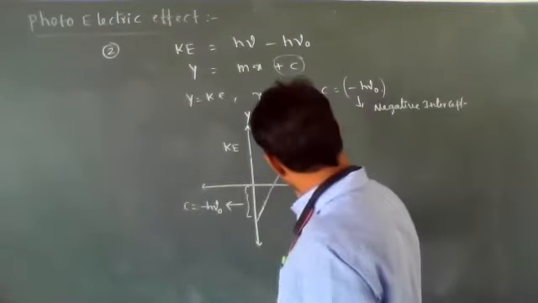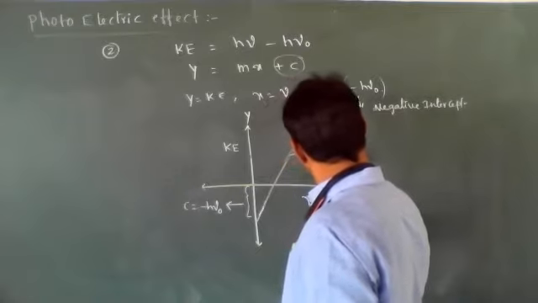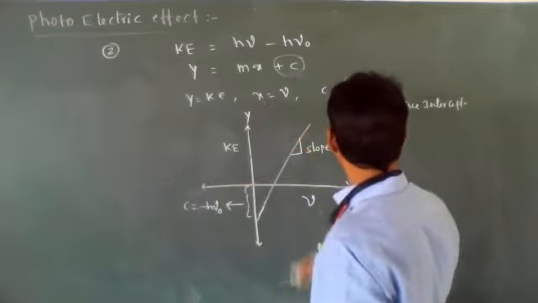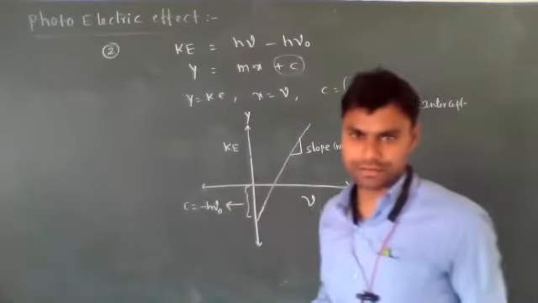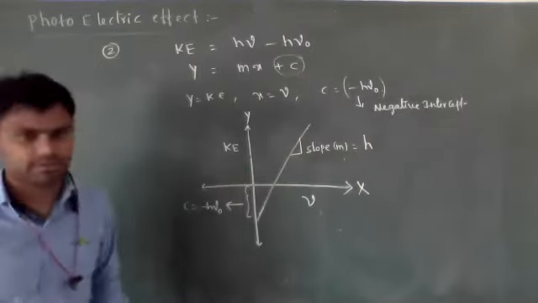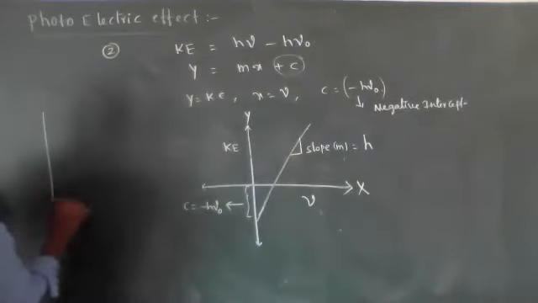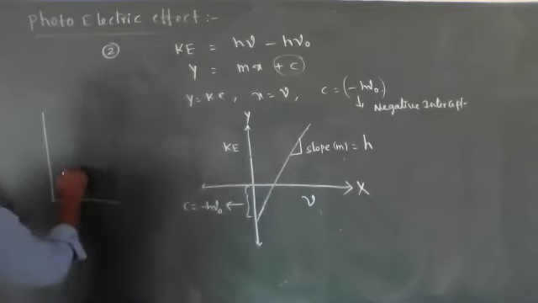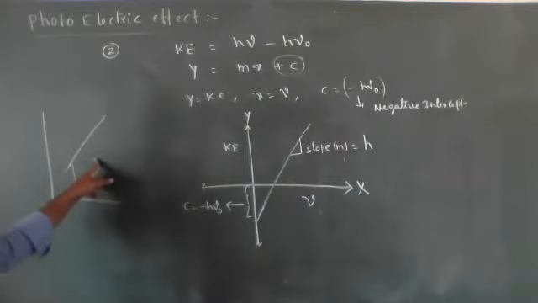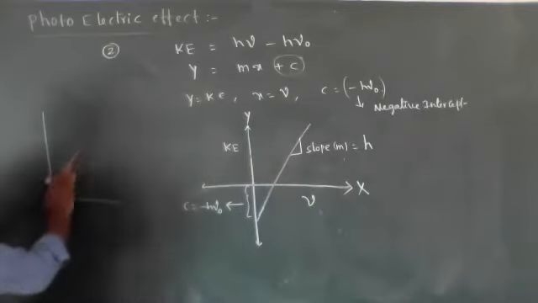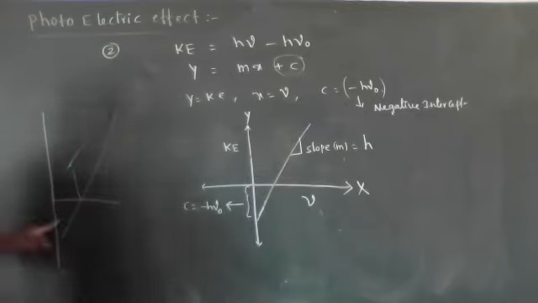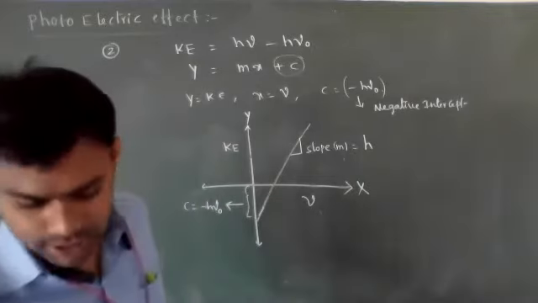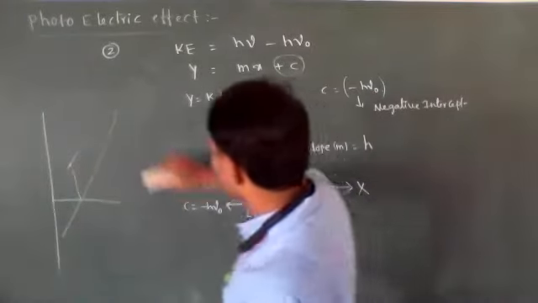Now this is the slope. The slope m is equal to h, the Planck constant. So the graph comes like that. With a positive intercept, the graph would come differently, but here it is a negative intercept, so the graph is extended down like this. Okay, students, so that graphical representation is very important. Now the third important point.